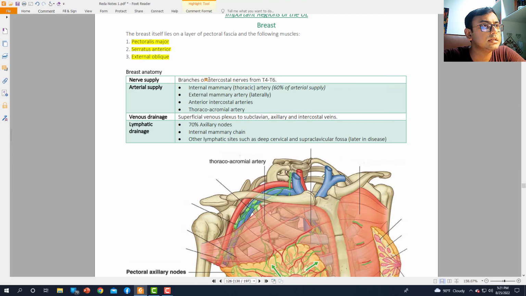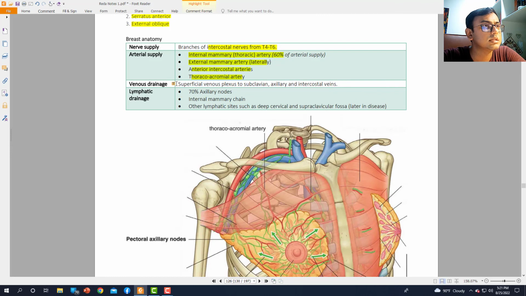Nerve supply is the intercostal nerve, and the artery supply is the internal mammary, that is 60%, external mammary laterally, thoracoacromial artery, anterior intercostal artery. Venous drainage is the superficial venous plexus, which goes ultimately to the subclavian, axillary or some to the intercostal vein. Lymphatic drainage, very important: axillary nodes 70%, another portion in the internal mammary chain, and the deep cervical and supraclavicular nodes in the lateral space.